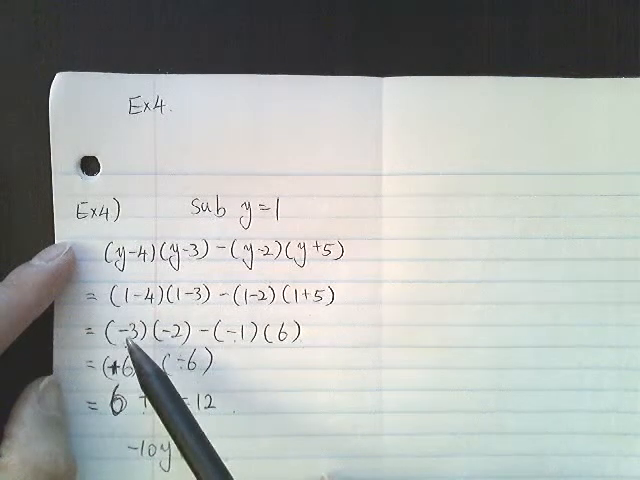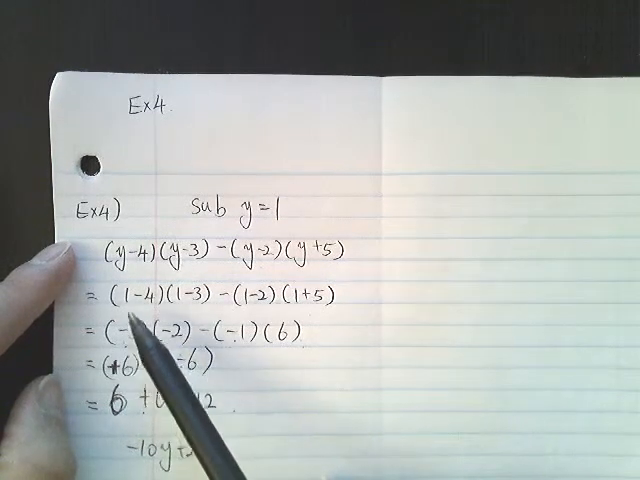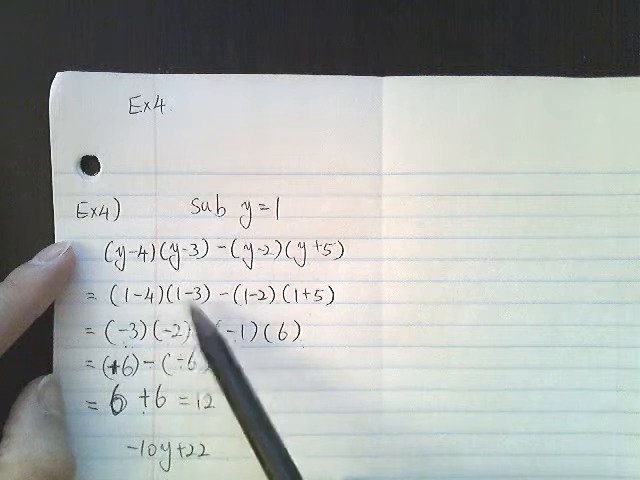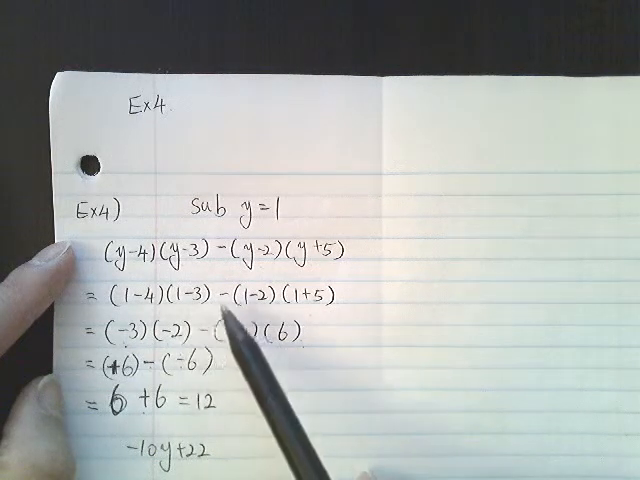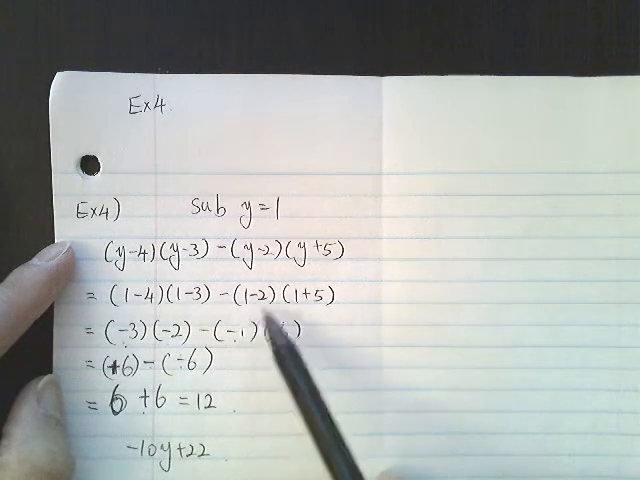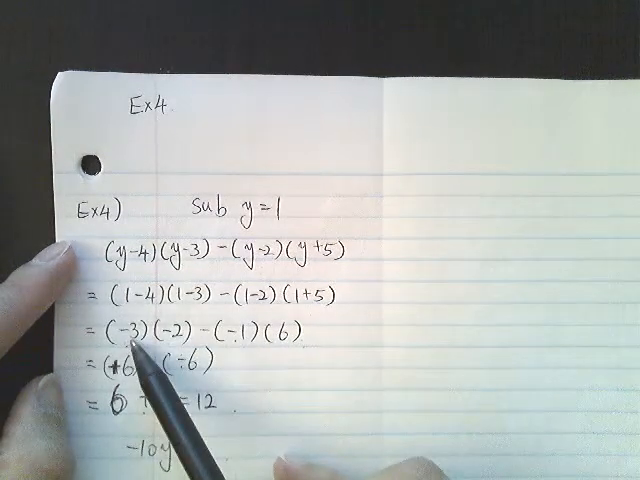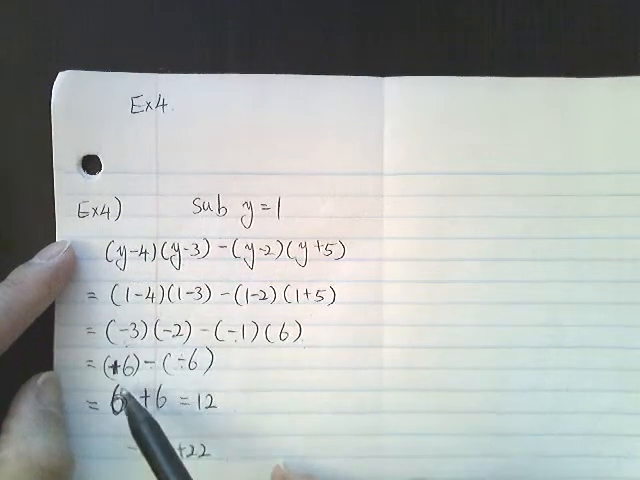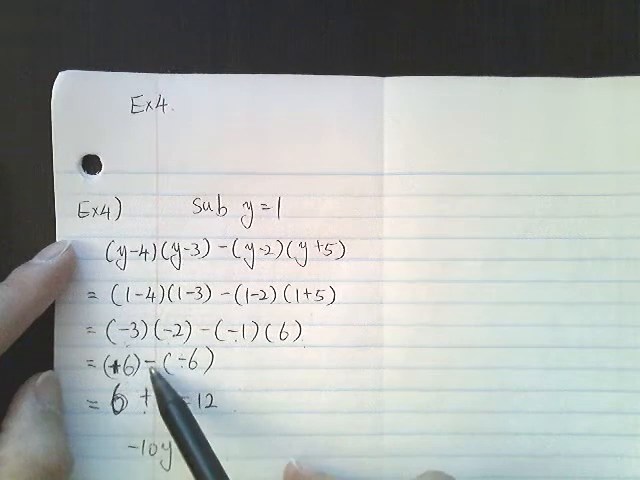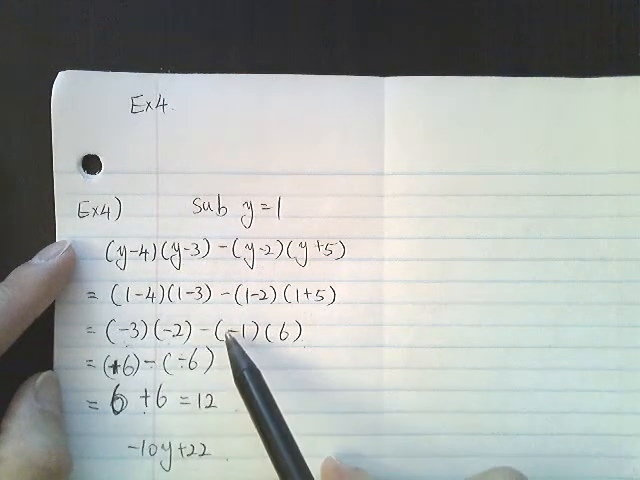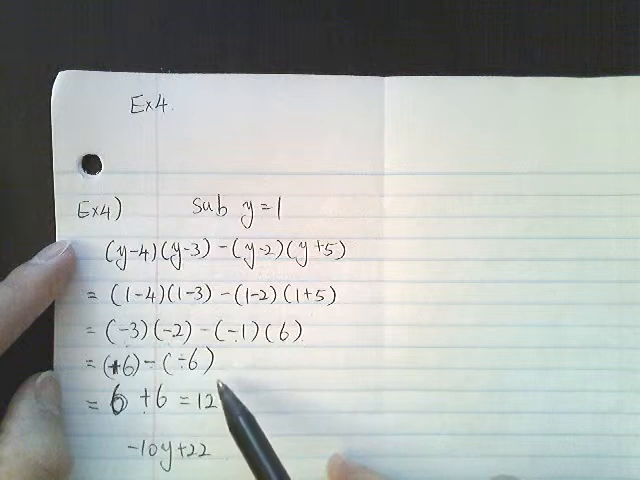Once I have that, it is negative 3, since it's 1 minus 4. 1 minus 3 is negative 2, and then 1 minus 2, negative 1. 1 plus 5 will be positive 6. Once I multiply negative 3 by negative 2, I get positive 6. Now minus is still there in the middle. Negative 1 times 6 will be negative 6.